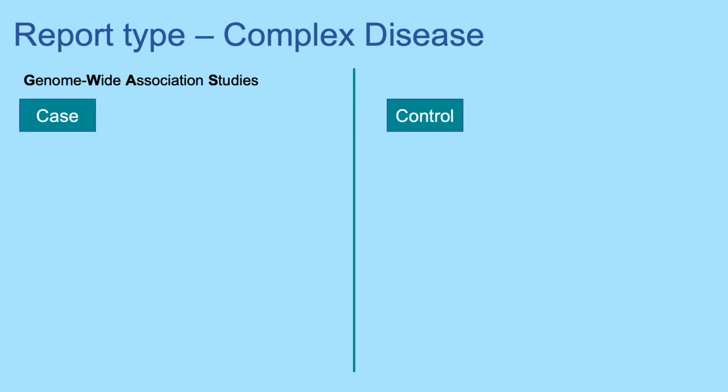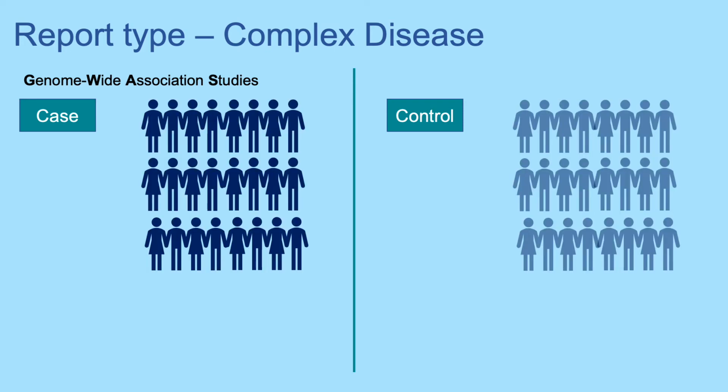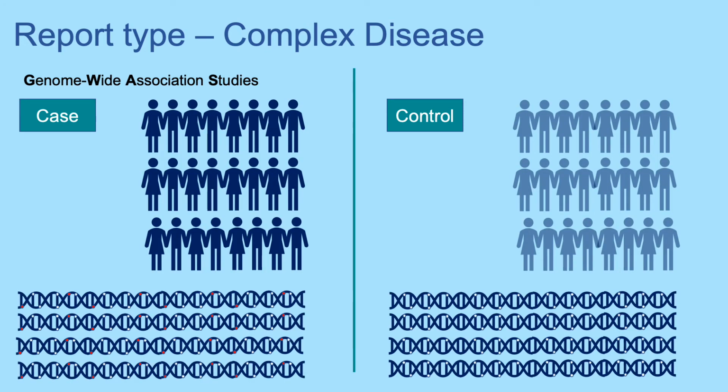Another common method used to determine which variants can affect the risk for a complex disease is GWAS, or Genome-Wide Association Studies. GWAS are kind of like case control studies, just on a larger scale. They use a lot more people and look at the whole genome. This is because the variants found by GWAS often only have a small contribution to disease, and therefore they need a lot more people to be sure of their findings.